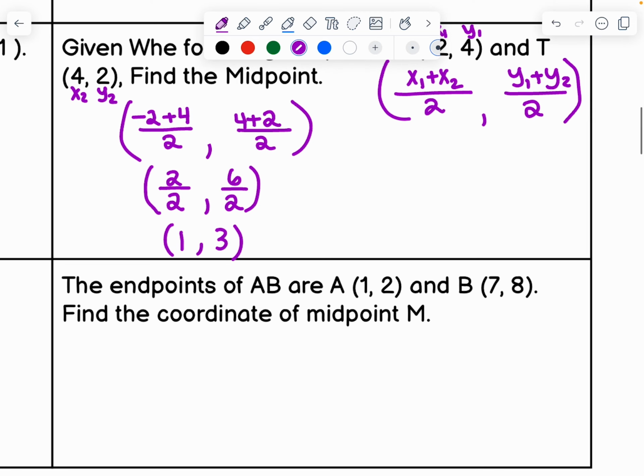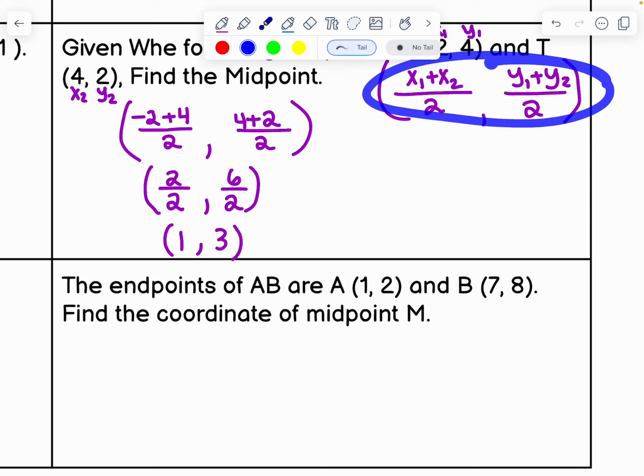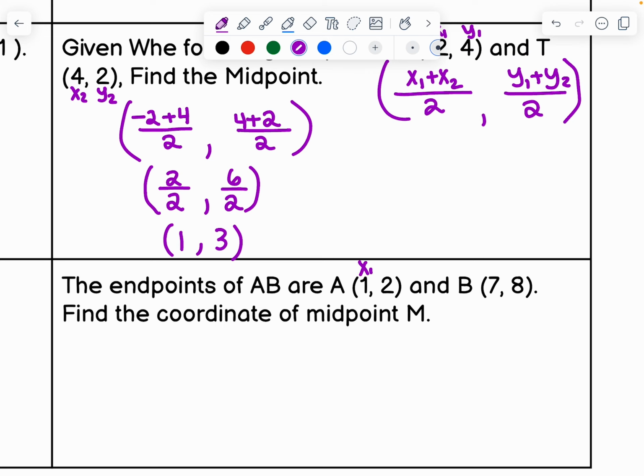We're going to do it again. The endpoints of AB are 1, 2, and 7, 8. Find the coordinate of midpoint M. And so we have our formula right here. Let's label our points. We're going to let A be x1, y1, and we're going to let B be x2, y2.